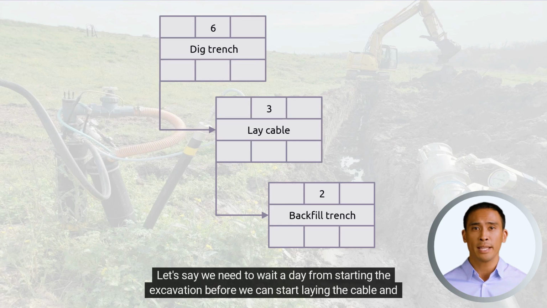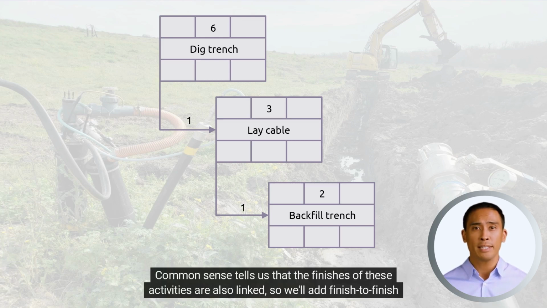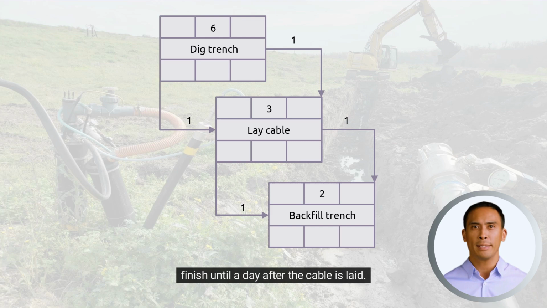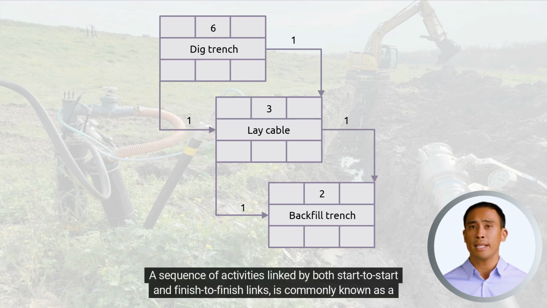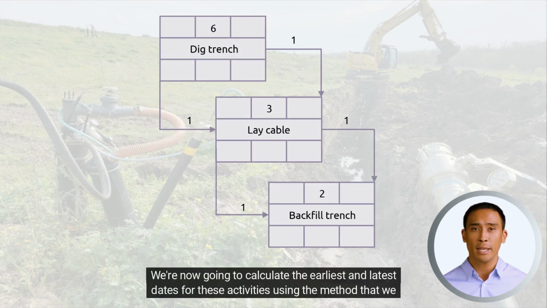Let's say we need to wait a day from starting the excavation before we can start laying the cable, and a further day from starting to lay the cable to starting to backfill the trench. Common sense tells us that the finishes of these activities are also linked, so we'll add finish-to-finish links to show that laying the cable can't finish until a day after the excavation, and backfilling can't finish until a day after the cable is laid. A sequence of activities linked by both start-to-start and finish-to-finish links is commonly known as a ladder.